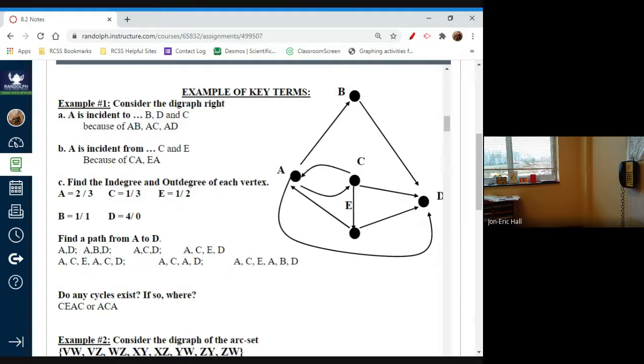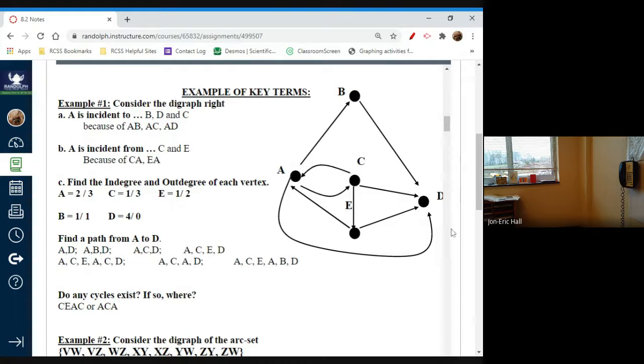Okay. Find the in degree and out degree of each vertex. So if I start at A, in degree, how many are coming in? 1, 2. Right? Out degree, how many are going away from it? 1, 2, 3. I put 2/3, but it's 2 in, 3 out. B has 1 in degree and 1 out degree. C has 1 in degree and 1, 2, 3 out degrees.